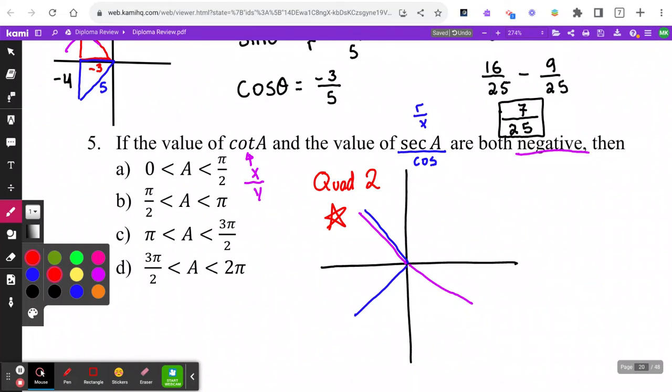They talk about angle A. That means angle A is in quadrant 2. For angle A to be in quadrant 2, it must be bigger than pi over 2, because that would be 90 degrees. And it must be less than pi, because that would be the x-axis over there. The answer is B.